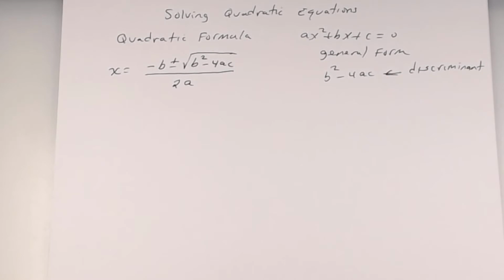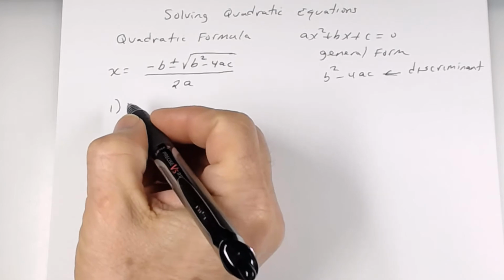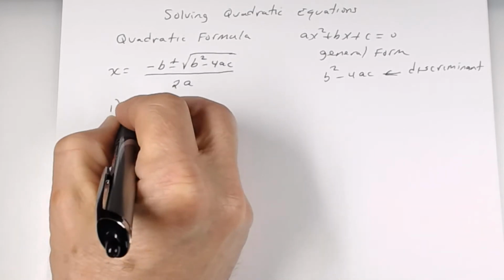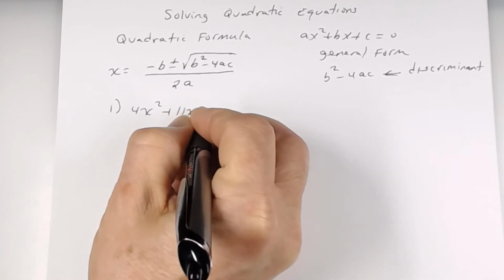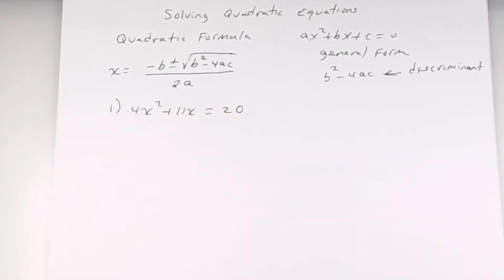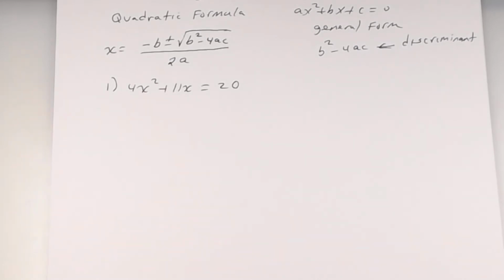All right, so again, the discriminant doesn't tell you what they are, it just tells you how many you have and what kind. And we'll talk about that later. So let's look at this first example. Number 1, we have 4x squared plus 11x equals 20.